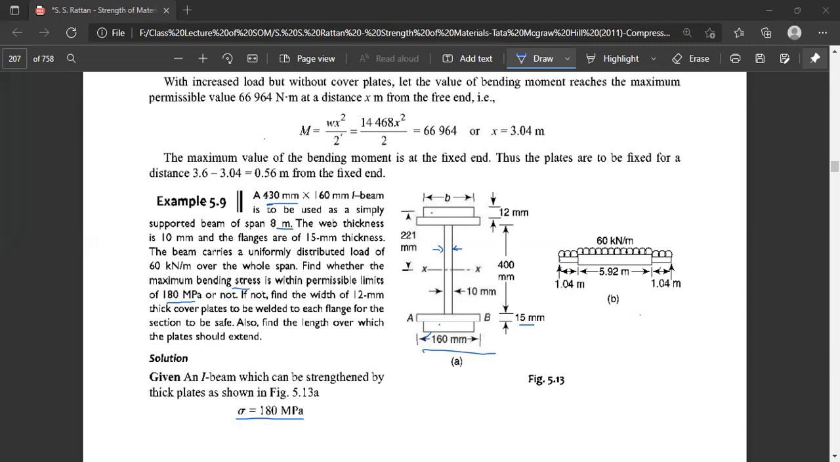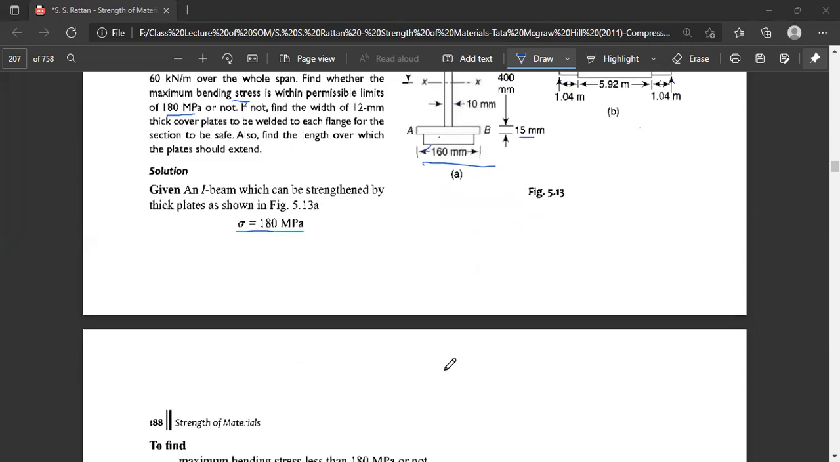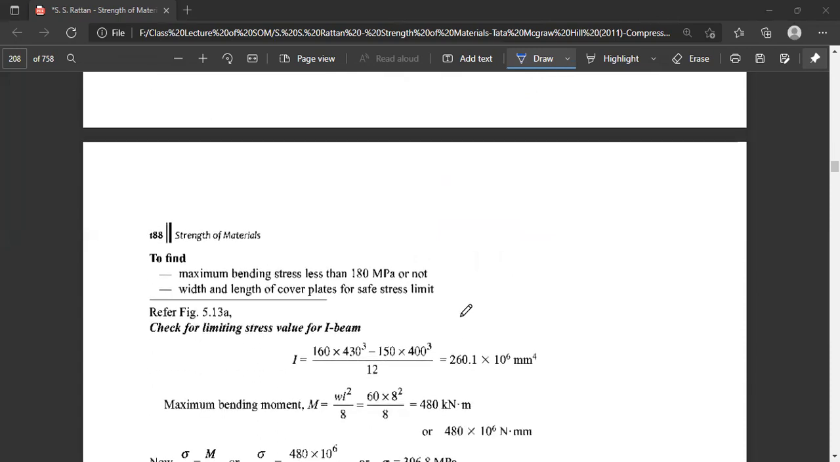So this is the size of the rectangle whose moment of inertia we are supposed to remove to get the final moment of inertia of the I-beam. So we are omitting this portion, 150 by 400 millimeter cube divided by 12, and this will become 260.1 into 10 to the power 6 millimeter to the power 4, which is the moment of inertia of the I-beam.